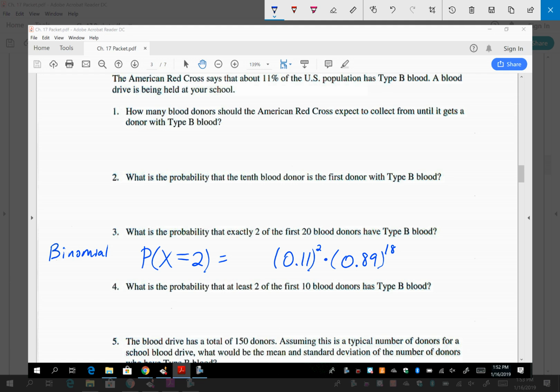So it could be the first and the last, the 4th and the 7th, 15th and 18th, right? It doesn't matter. So that's why we had to include yesterday something called a combination, where we have 20 donors, and how many are we choosing to be type B? 2. Now I saw George started doing this work. He started doing 20 factorial and writing it out.